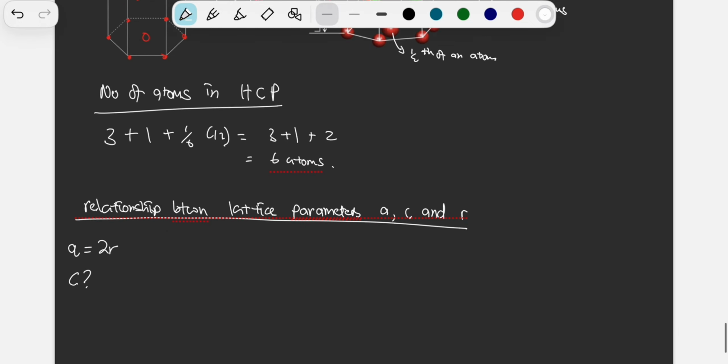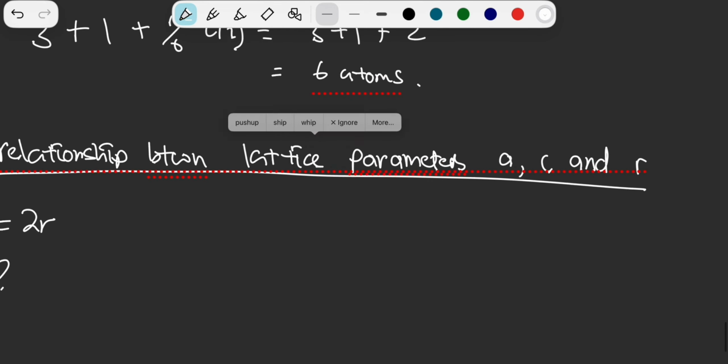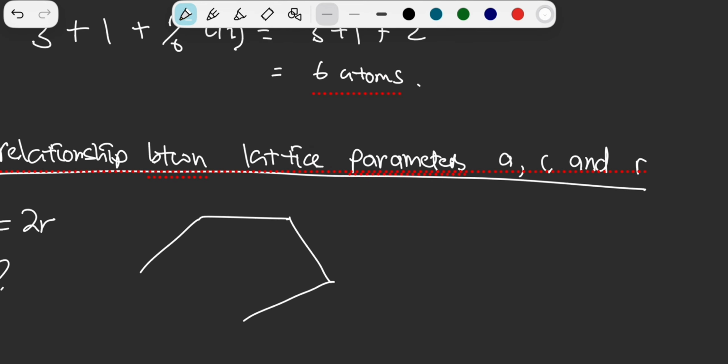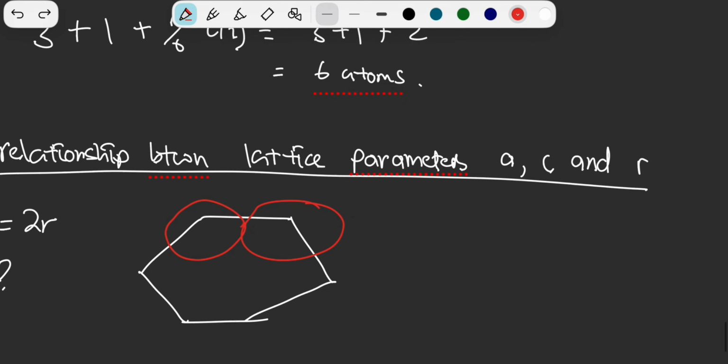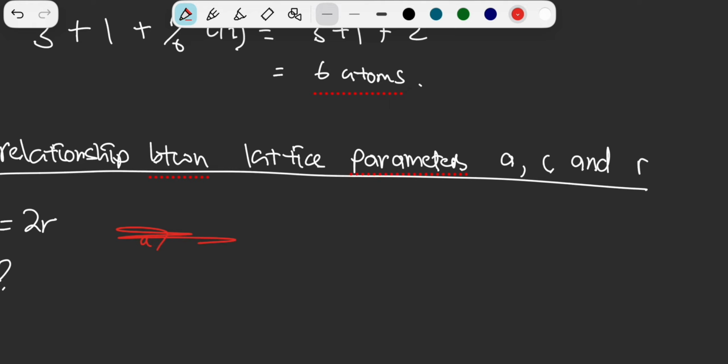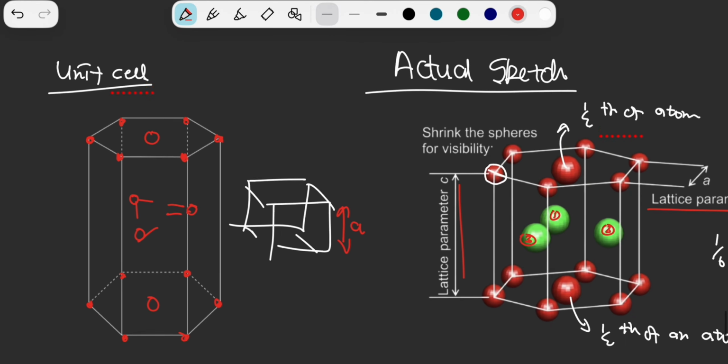We don't know what C actually is. For A, it was quite straightforward, right? If you were to draw a hexagon like this, and I said that one atom is this big, the other atom is this big, the other atom is this big, you can easily see that this is R, this is R, so 2R is equal to A. And it's A throughout, so A here, A here, A here, A here. So this was easy. But the problem is we don't know how long the height is. So that's a bit of a challenge, and we're going to talk about how to calculate that.